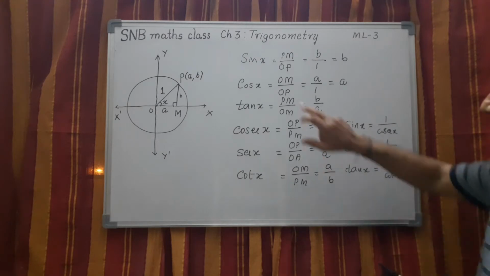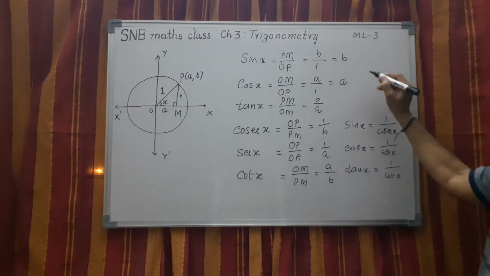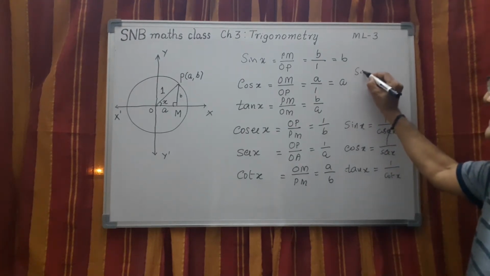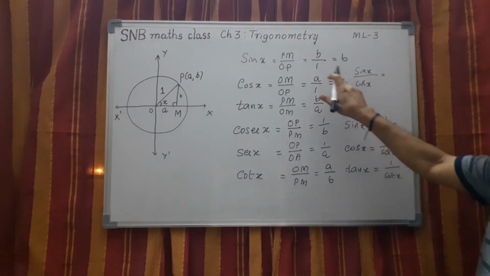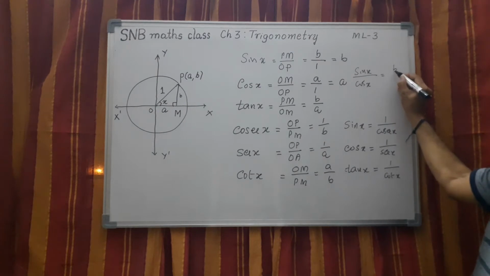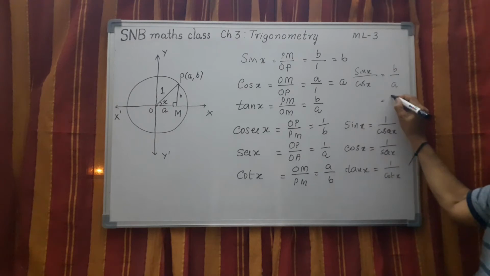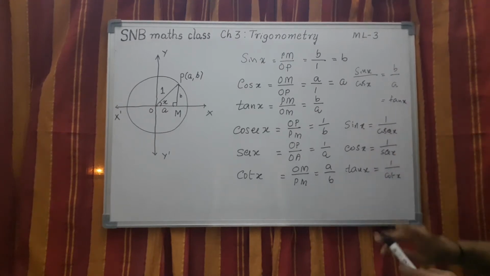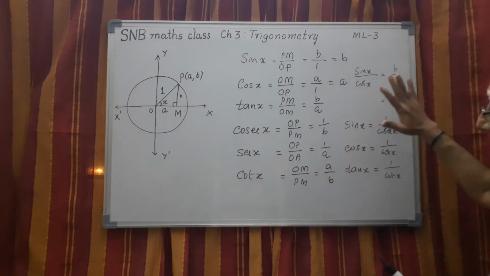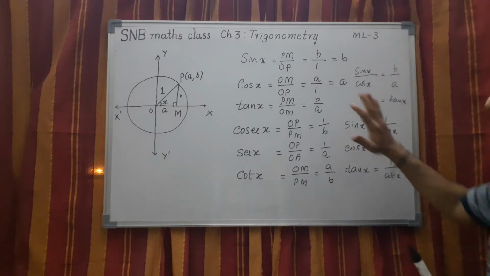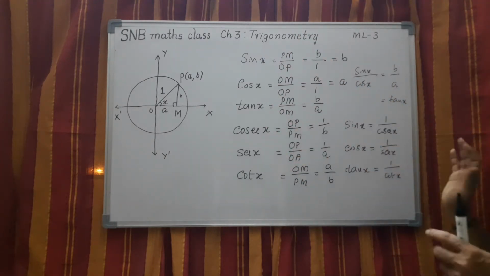Similarly, we can also find the relationship between sine and cos and tan. For example, when you take sin x divided by cos x, so what you get is sin x is B divided by cos x is A. So you can see very well here, this is tan x. Same way, if you take cos x by sin x, that becomes cot x. So like that, different relationship we can establish between the trigonometric ratios. So this is the first thing which you have to understand.